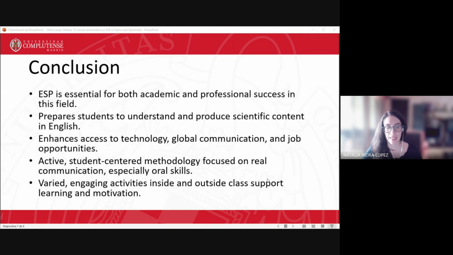So as a conclusion, we can say that ESP is essential for both academic and professional success in this field. This prepares students to understand and produce scientific content in English, either more general or more specific to optical optometry. Also, ESP enhances access to technology, global communication, and job opportunities. The methodology is active and student-centered and focused on real communication, especially oral skills. And finally, we have varied and engaging activities inside and outside the class, which support learning and motivation.